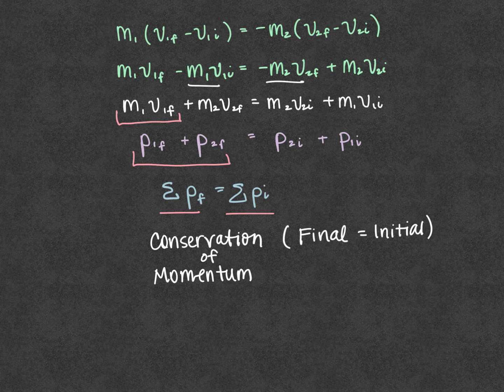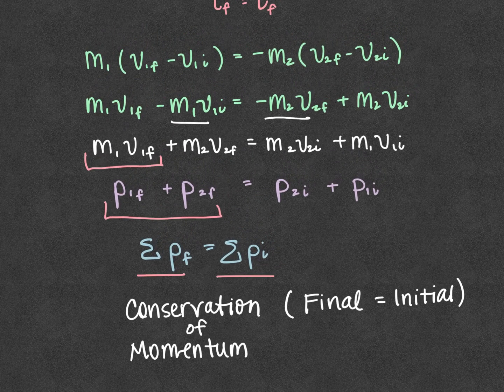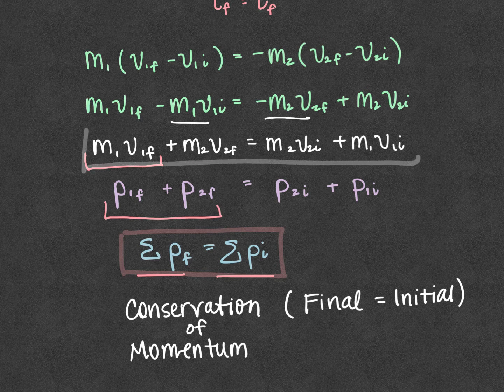So the conservation of momentum can be very simply written as this expression here, that your final momentum is equal to your initial momentum. But this version of the equation is a little more useful because we will know the initial velocities and masses and be able to determine the final velocity and mass.